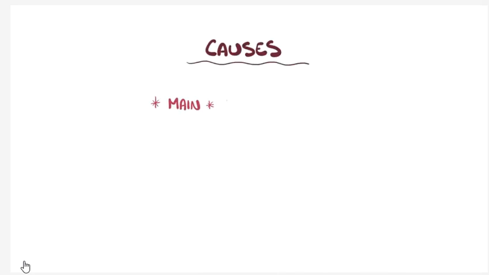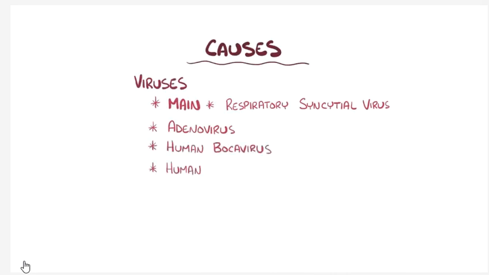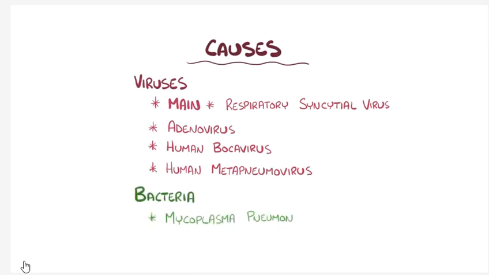Although the main cause of bronchiolitis is respiratory syncytial virus, it can be caused by other viruses like adenovirus, human bocavirus, and human metapneumovirus. It can also be caused by other pathogens or viruses, like the bacteria Mycoplasma pneumoniae. Sometimes a severe bout of bronchiolitis may be due to more than one of these invaders attacking at the same time.